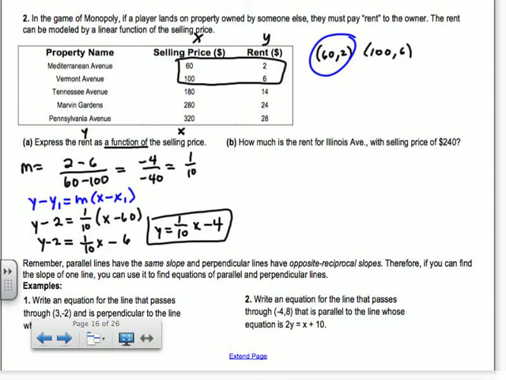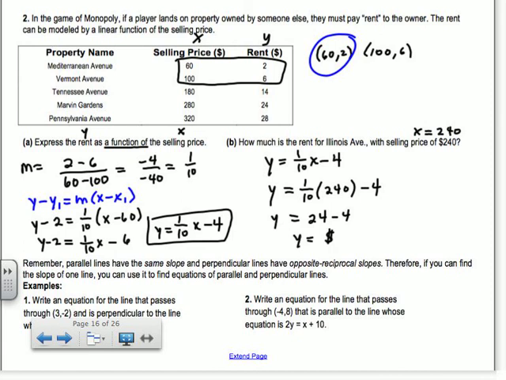So B says, how much is the rent for Illinois Avenue? So that's not in our chart, with a selling price of $240. So selling price was our x value. So we're saying when x is equal to 240, what is y? So I just plug into that new equation I just found. So y equals 1/10 x minus 4. So it's 1/10 of 240 minus 4. So it's 24 minus 4. So it should be $20.